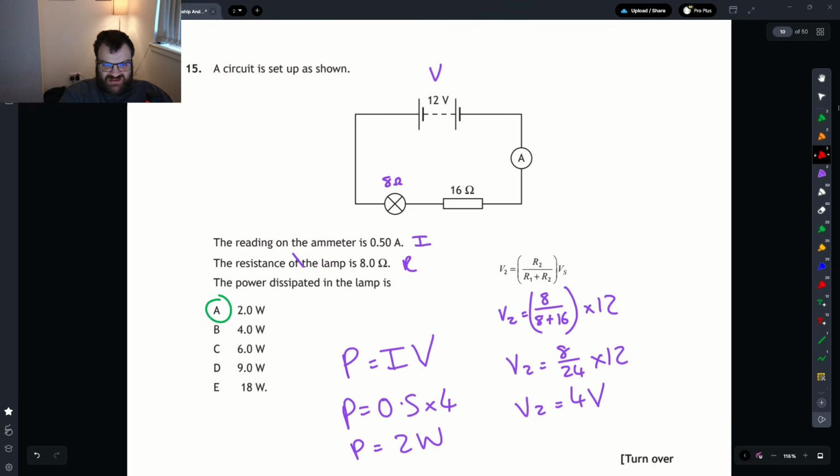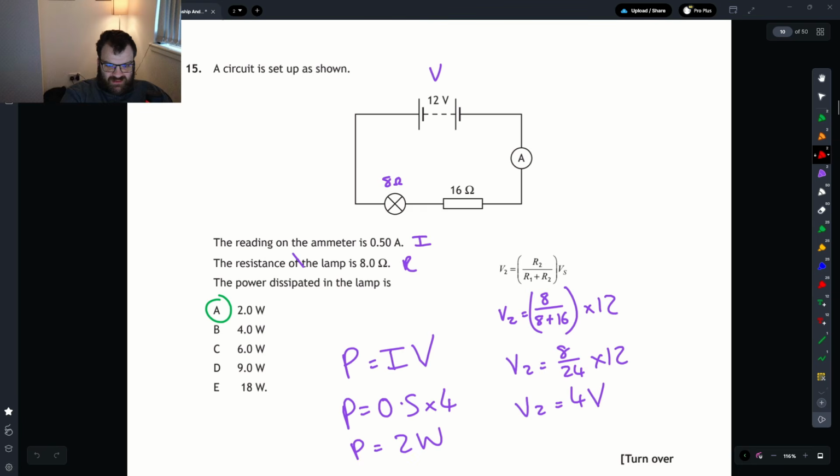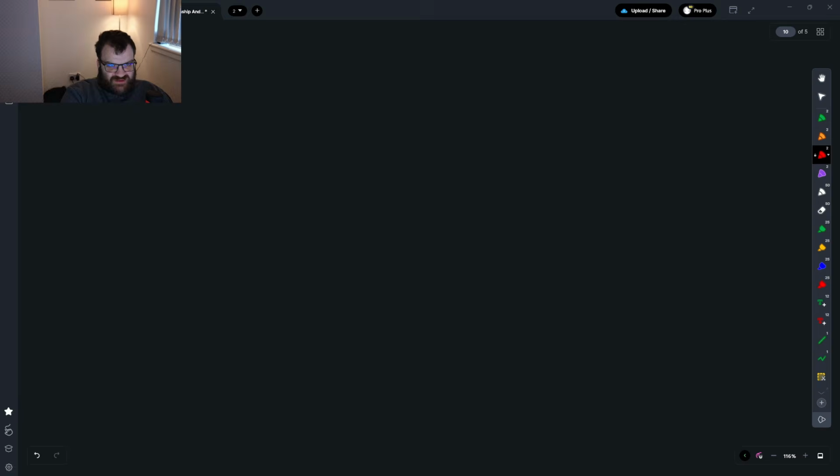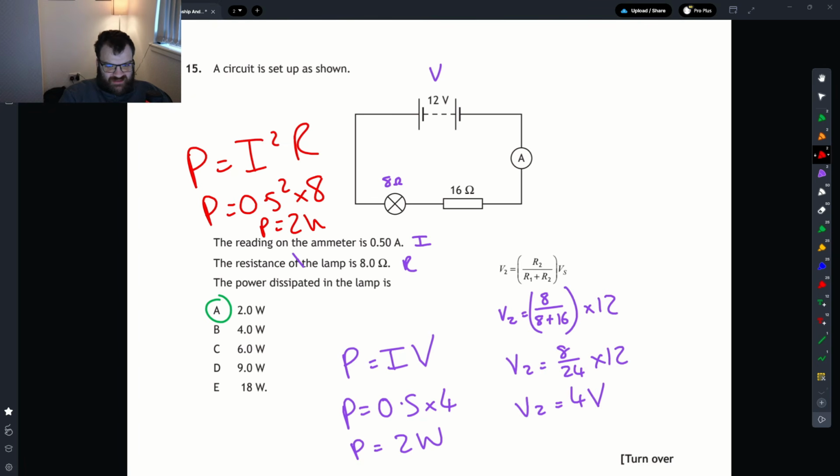Thinking back, could we have actually just used the other ones with what we're already told? Yeah, that would have been easier, wouldn't it? So P equals I squared R, 0.5 squared times 8. And that also gives you 2. Yeah, that saves us having to do any more calculations for that. But we got the same answer.